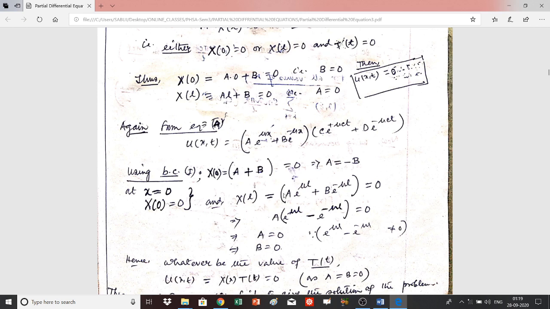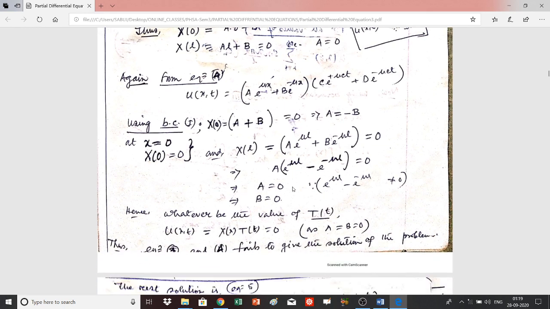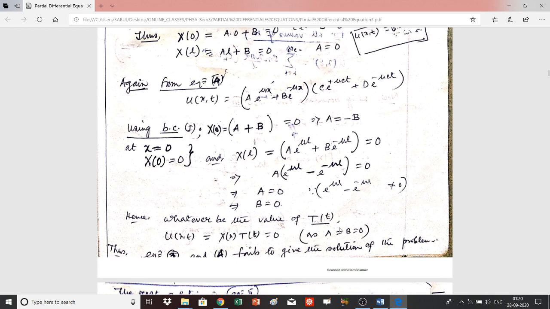So from here you can easily understand that a e to the power mu L plus b e to the power minus mu L is equal to 0. Hence a is equal to 0, because this term is not equal to 0, and since a is equal to 0, b is also equal to 0. Hence, u(x,t) is X(x) times T(t). Since X(x) is equal to 0 because a and b are 0, this will give you null, that is u(x,t) is equal to 0.